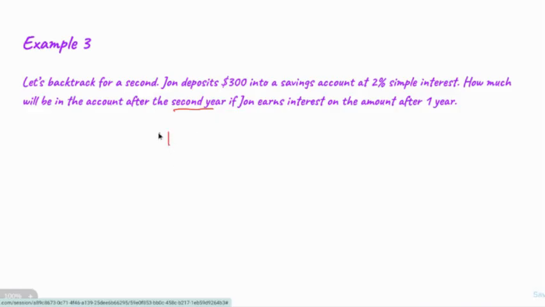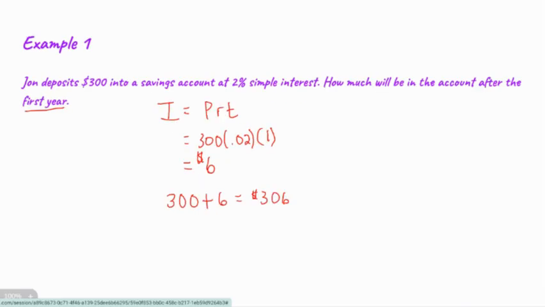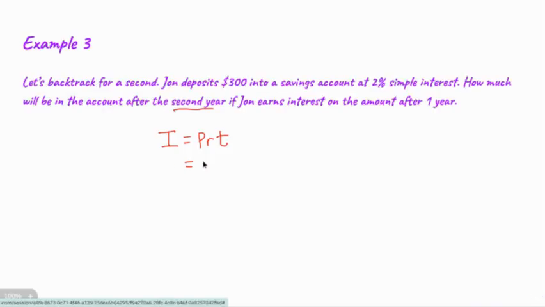So this means we've got a new principal to worry about. Okay. So we're going to use simple interest formula, but instead of $300, how much did he have at the end of year 1? Well, let's go back. That was $306, this total right here. Okay. So we're going to use 306 as our principal, same rate, and we're going to use time equals 1. I know it says second year, but because we have 306, 1 year has already passed.